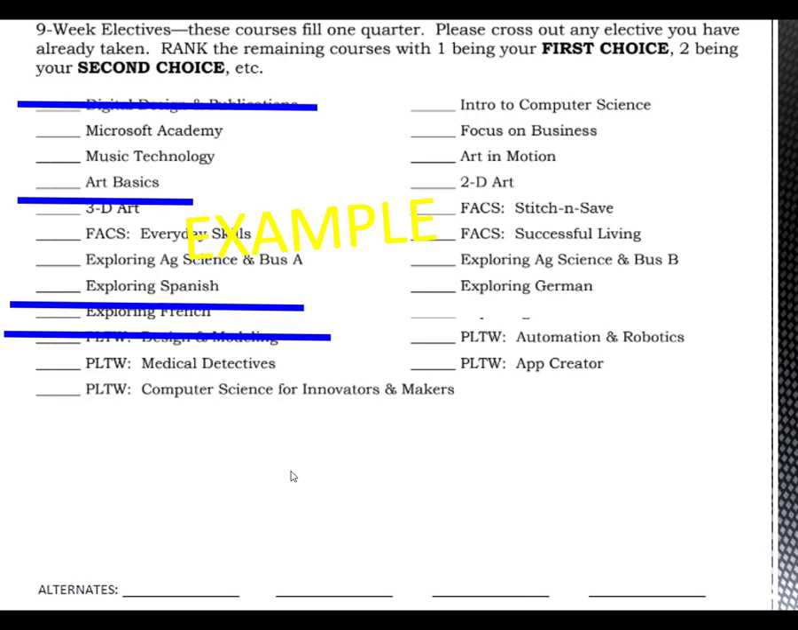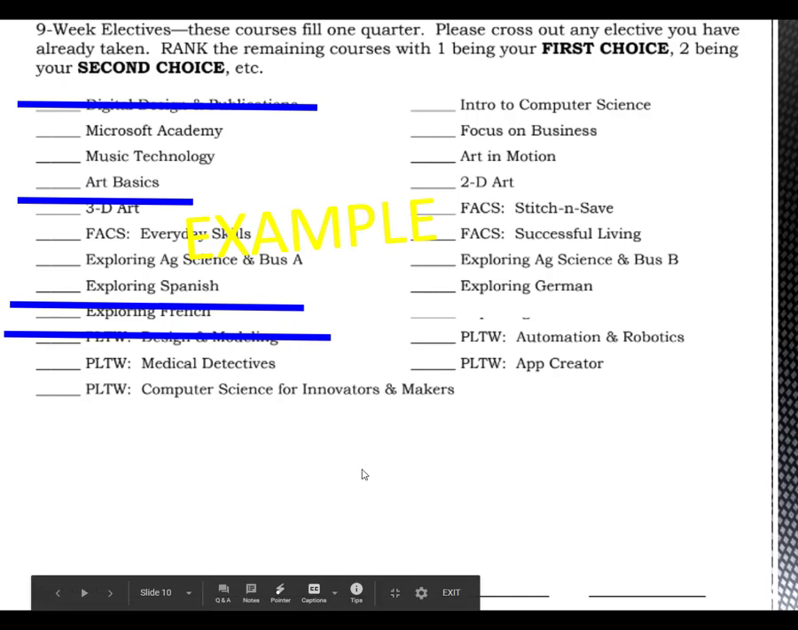You also need to go on to Power School, and you can switch it to quarter 4 and look at your schedule, and you can see what classes you are signed up to take next quarter, because those classes will be taken before next year. So if you have exploring French or a FACS class or an art class next quarter, you need to make sure you cross those classes off also, because you cannot take a class your 7th grade year and then repeat it your 8th grade year. You can only take an elective one time.